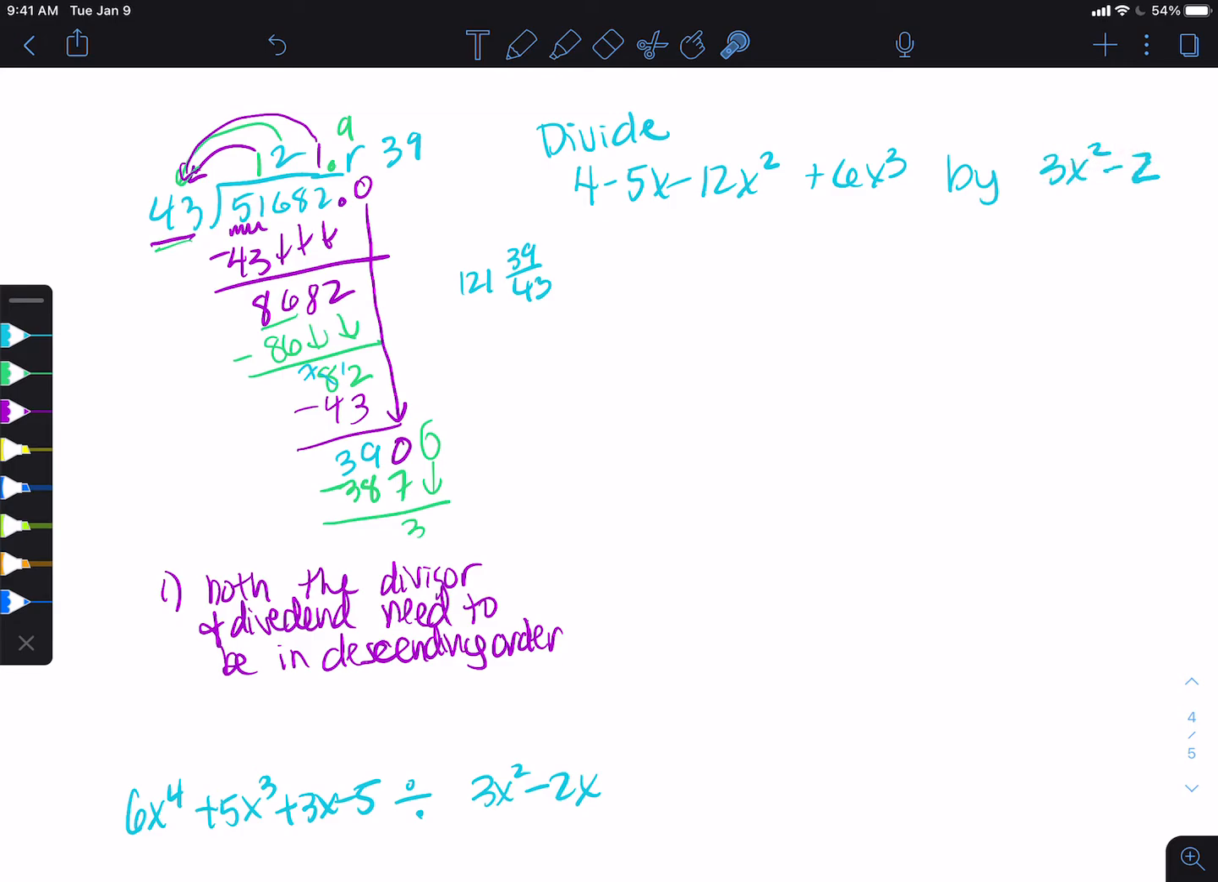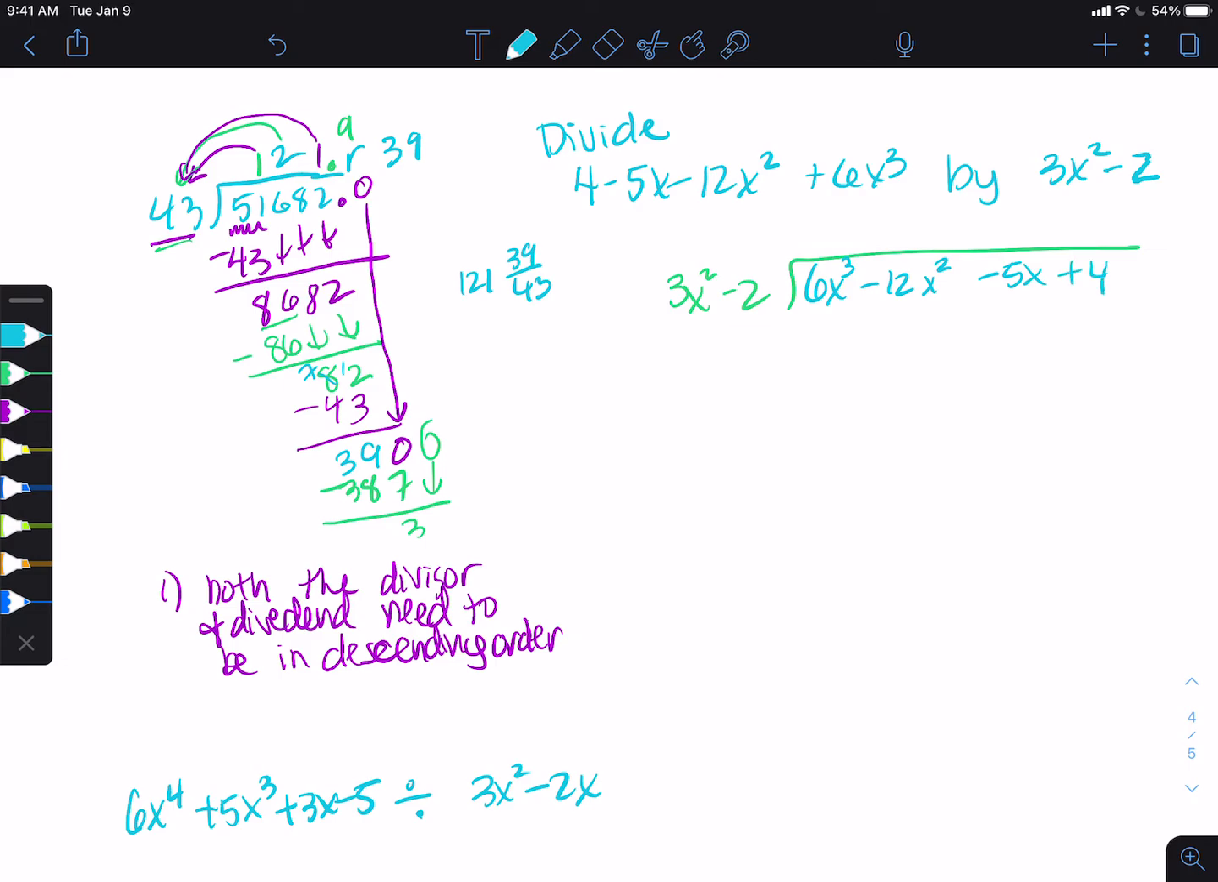This one's already in descending order because we have squared and then none. Remember, the divisor is the thing that goes on the outside. So we're going to have 3x squared minus 2 on the outside. And then the dividend, this thing is the one that goes underneath. But I need it in descending order. So this is not descending order. It's exactly backwards of descending order. So we go cubed, squared, 1, none. So we're going to write 6x cubed minus 12x squared minus 5x plus 4.